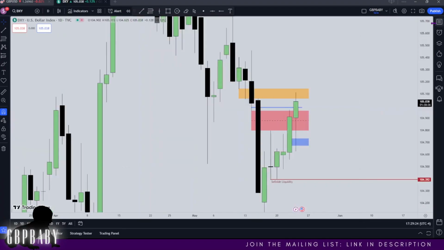I guess both of our PD arrays that I marked out got traded to, but if you watched yesterday's video, you'll know I wanted to see one of them get traded to. But it's interesting to see how we traded down into the discount and then went right to the exact premium. You can clearly see where the market's going. Understanding how it's going to do it is a whole other story, especially in weeks like these.